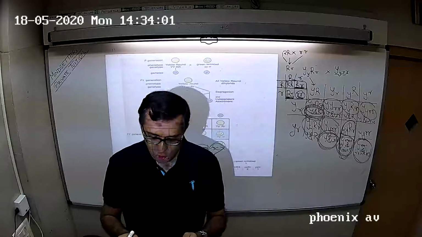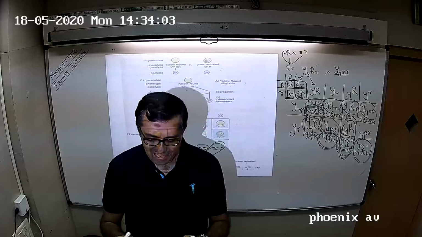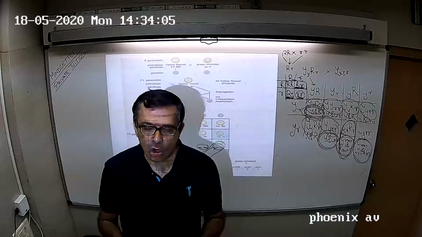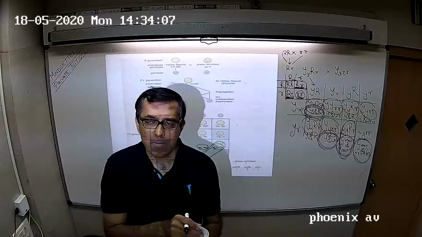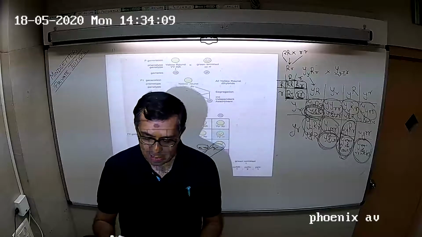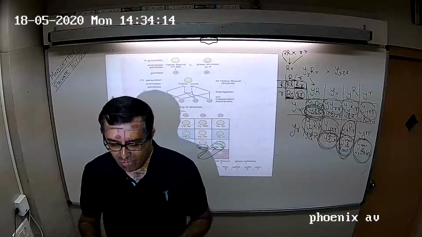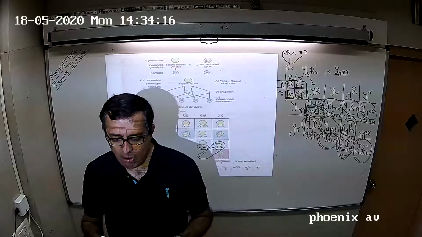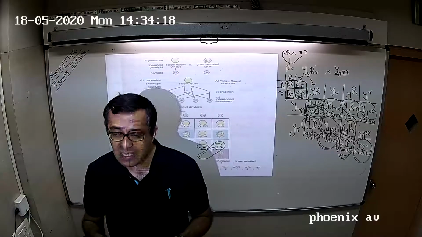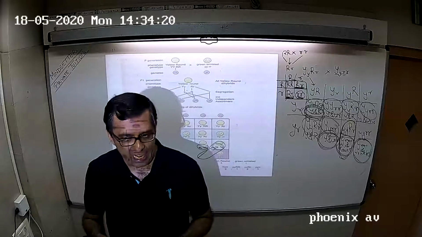136. The gene which controls many characters is called a pleiotropic gene. One gene controlling multiple phenotypic characters is called a pleiotropic gene. 137. The phenotypic ratio in the F2 generation of a dihybrid cross is 9:3:3:1.